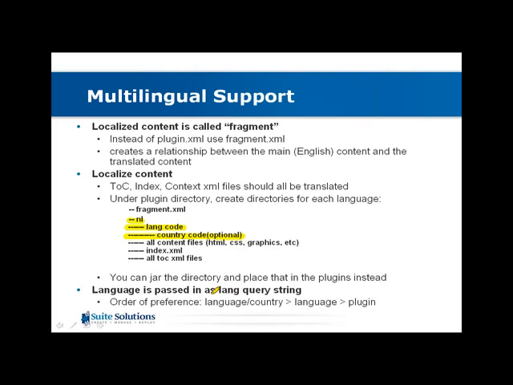Okay, language. It first looks for language and country. It's always a two-letter language code, underscore, two-letter country code. So it's first going to look for the language and country combination. If that doesn't exist, it'll go just to the language. And if that doesn't exist, it'll go to the main default language plugin.